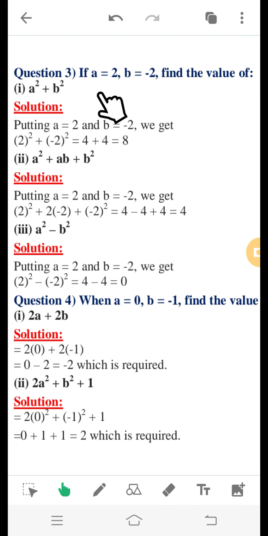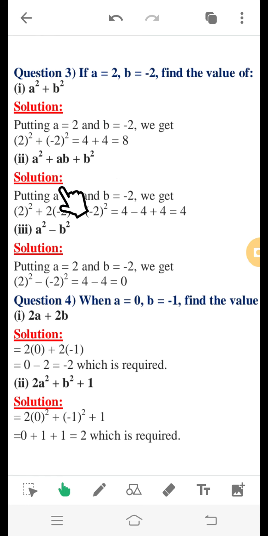Question 3. If a is equal to 2, b is equal to minus 2, find the value of a square plus b square. Now here, two variables are given and we have to put the values of these two variables. Putting a is equal to 2, b is equal to minus 2, we get 2 square plus minus 2 square. 2 2s are 4, 2 2s are 4, 4 plus 4 is equal to 8.